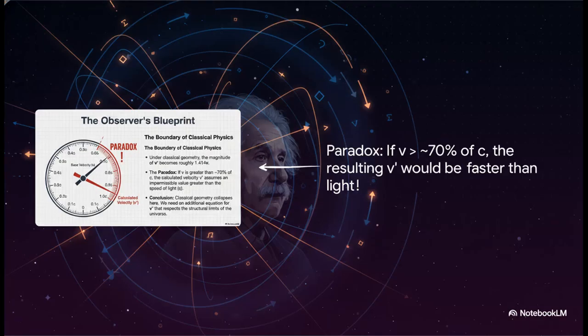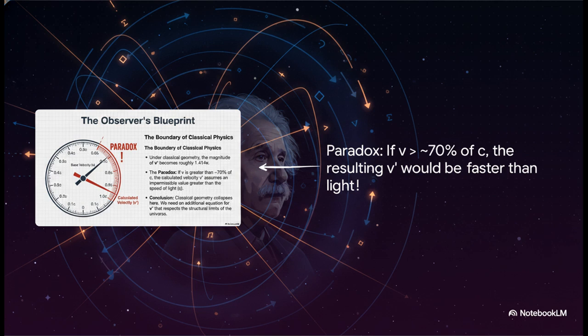But, and this is a huge but, this simple, intuitive answer leads to an absolute disaster, a paradox that breaks the universe. If L prime really equals L, then the math says the new velocity, v prime, is about 1.4 times the original velocity, v. So what happens if those electrons are already moving at, say, 80% of the speed of light? Well, our calculation says v prime would be faster than light, and that's just not possible.